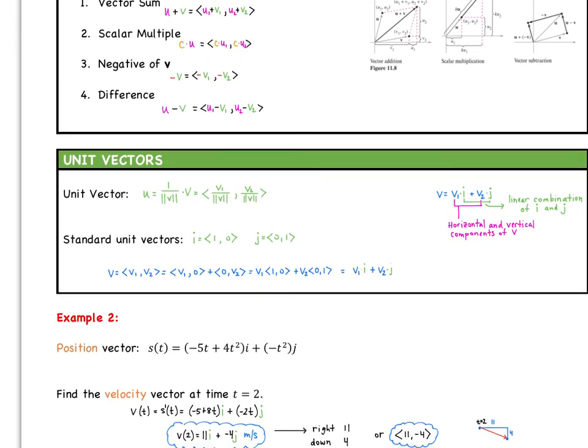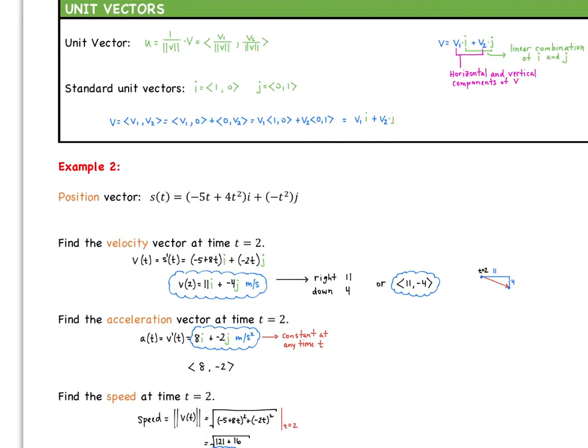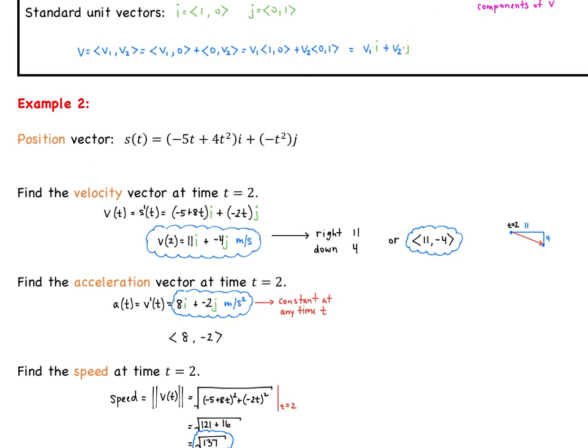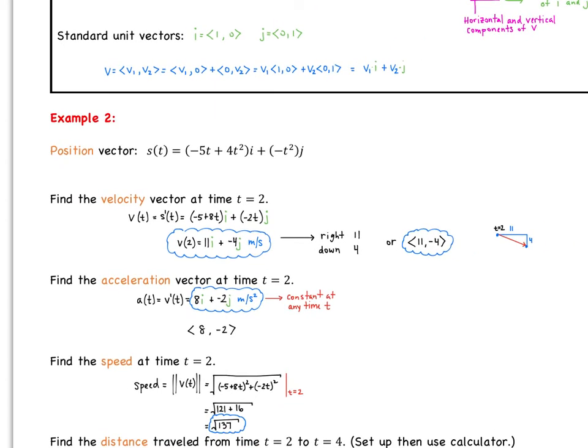So this is going to lead us into our very last example, dealing with position compared to velocity, comparing it to acceleration, speed, and distance. It's a good reminder of all those things as we're wrapping up the new content here. So if we're given a position vector where s of t is equal to (-5t + 4t²) i plus (-t²) j, we want to find the velocity when t equals 2.